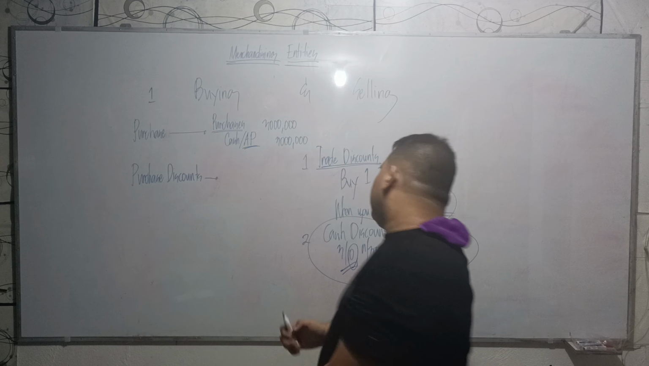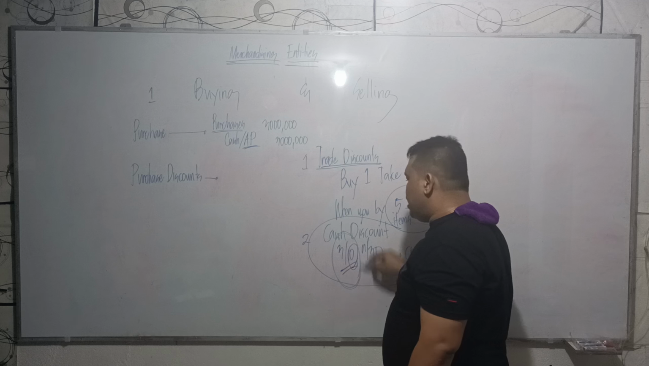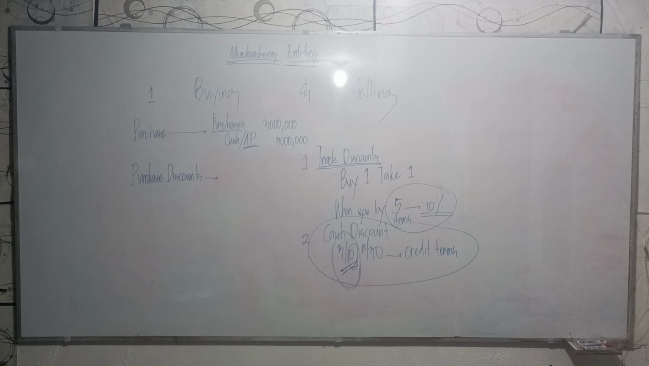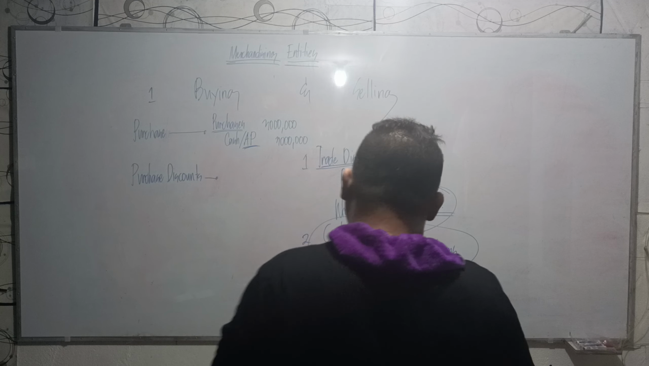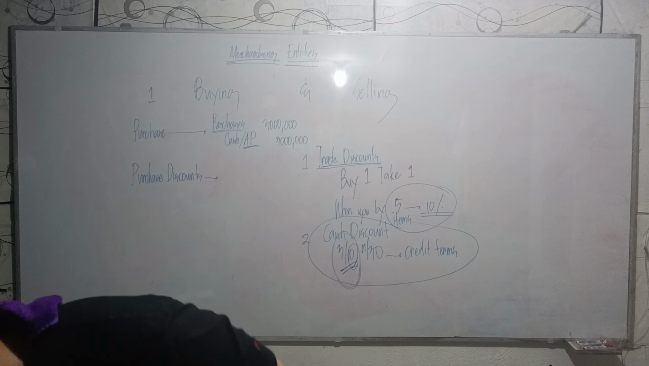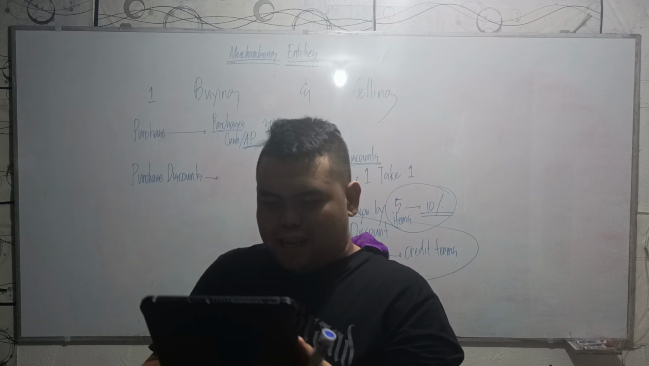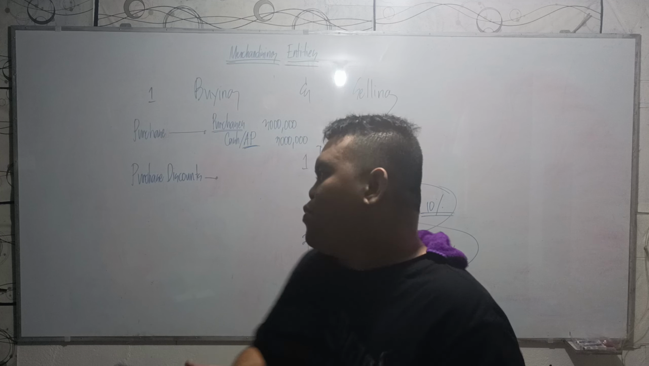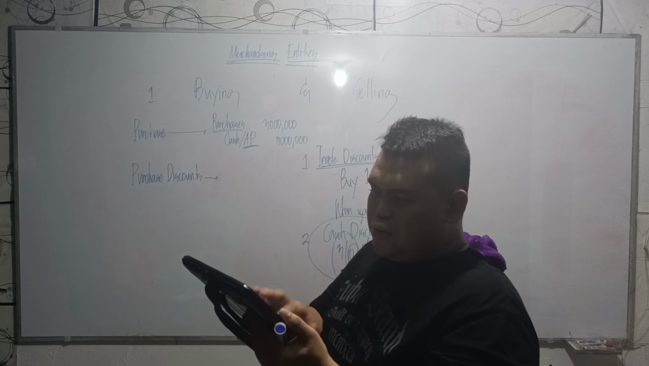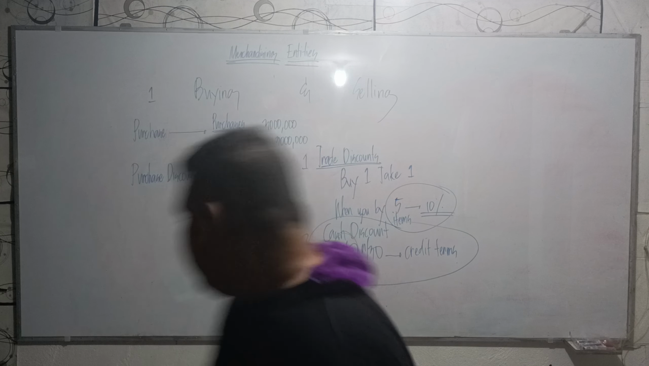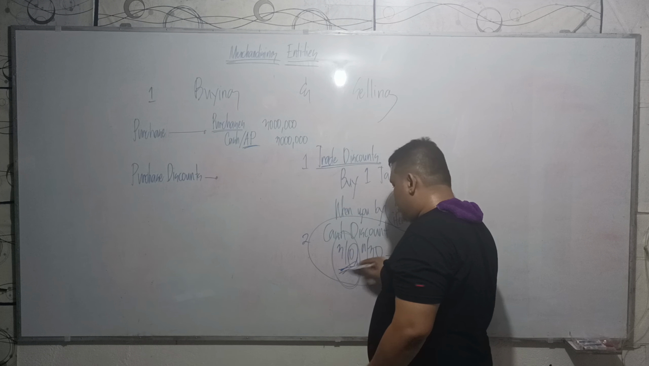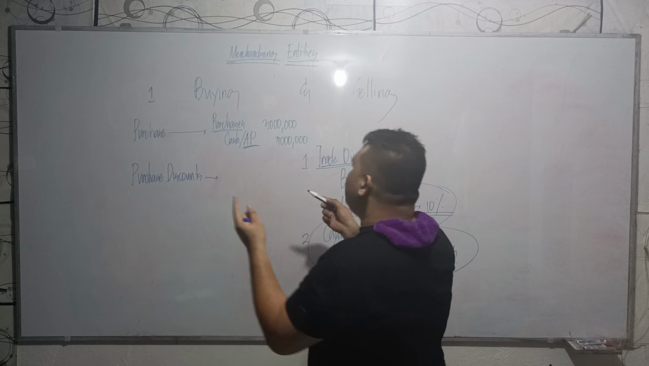Okay? But for example, you have paid within 10 days, so you will have a 3% discount. So how much is 3% of 3 million? Wait. I don't know how to solve this mentally. Bear with me, guys. I'm the only one here. So we have 3 million times 0.03. So that's 90,000. That means you are going to enjoy a 90,000 discount when you pay within the discount period. And this will be the entry.